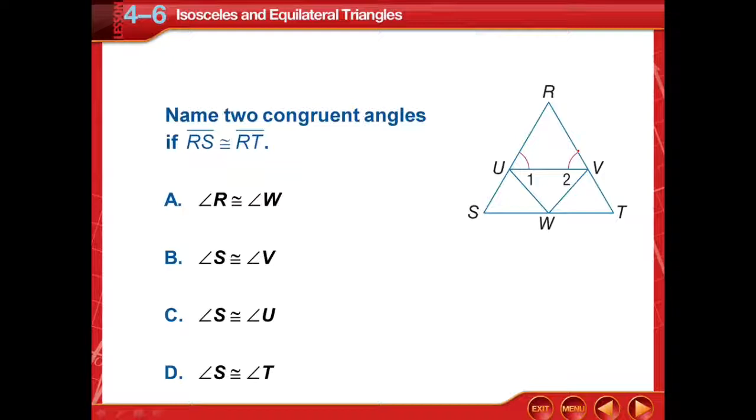Here is another example. S and T are my correct answers because RS is part of the big triangle and RT is part of the big triangle, and therefore I need the angles that are part of the big triangle.